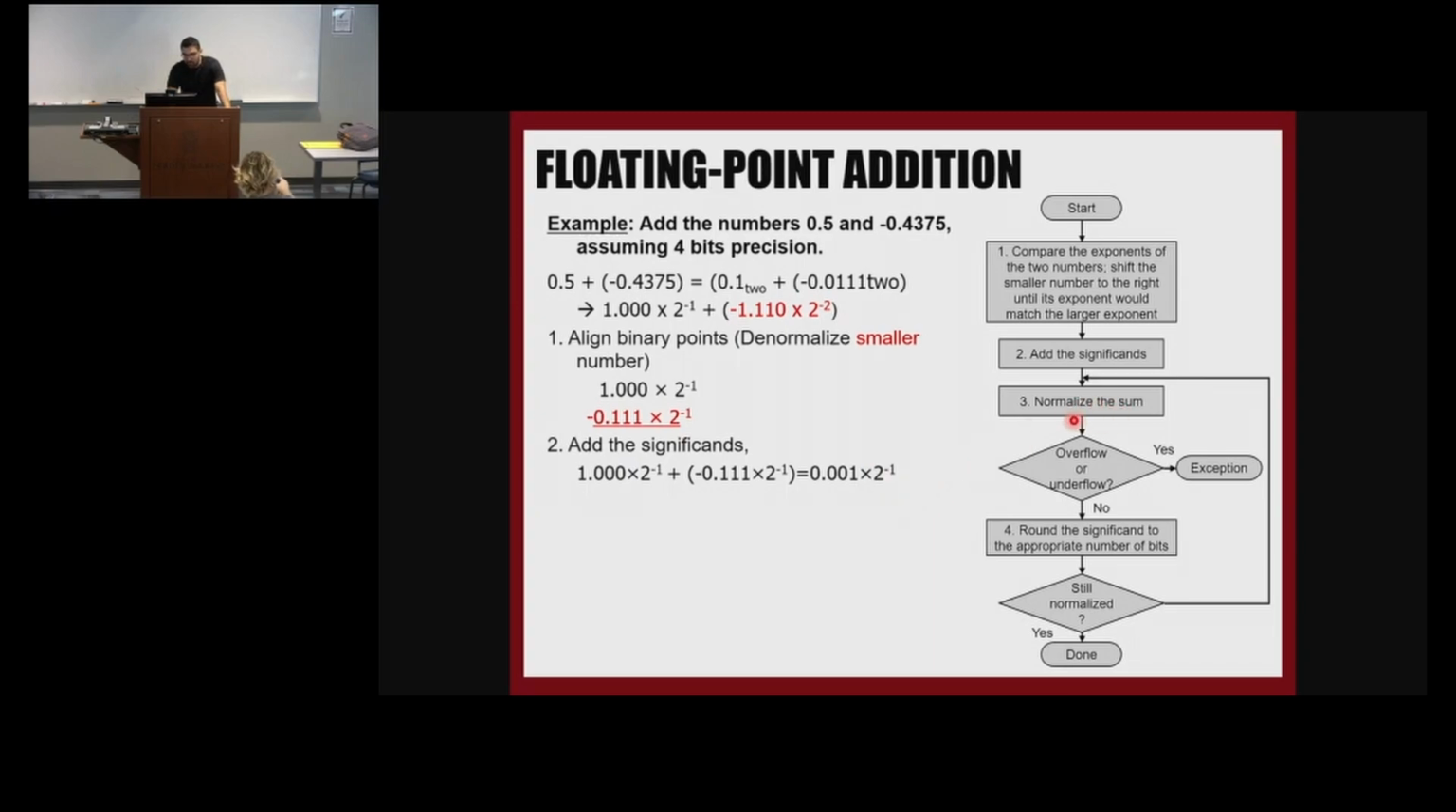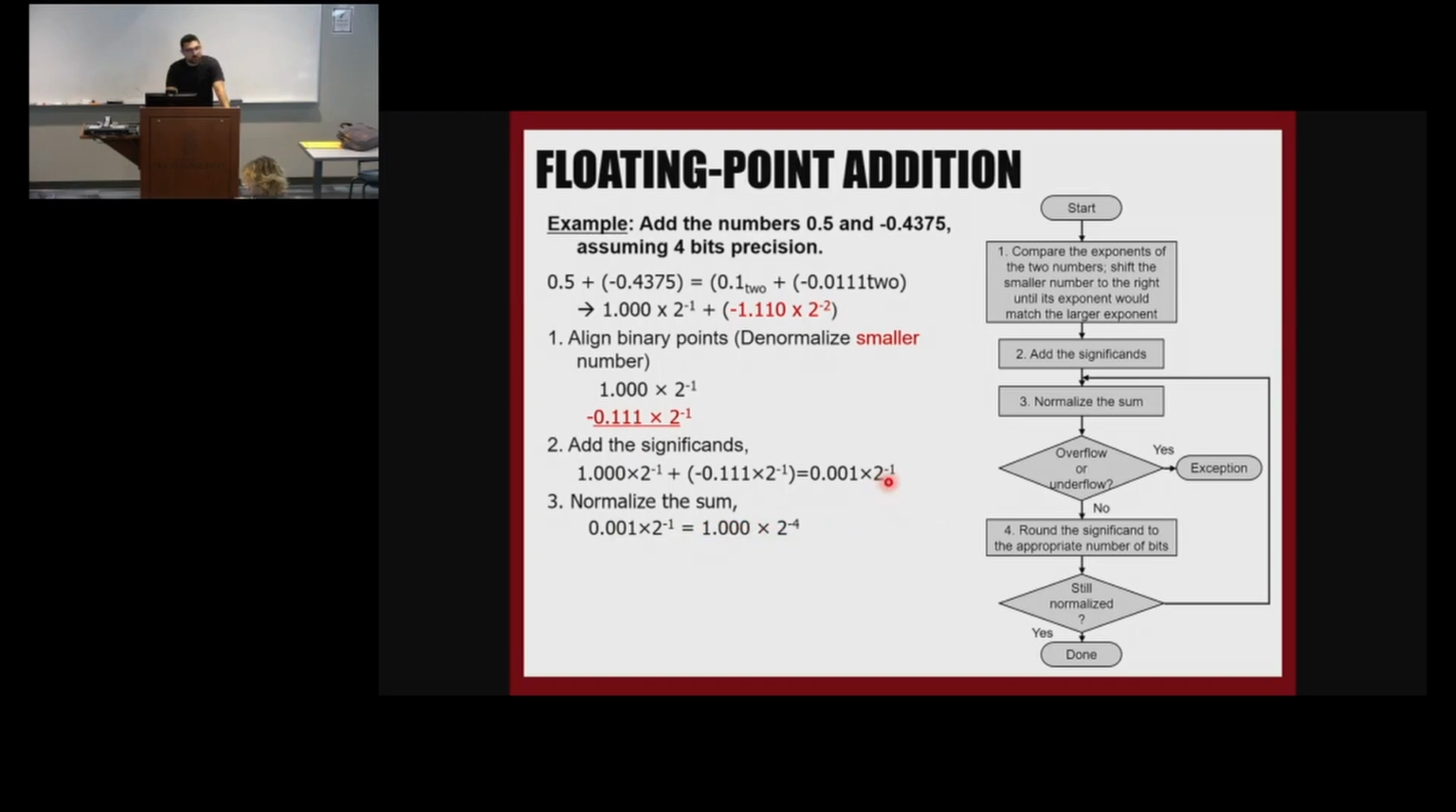Now the next step is normalizing the sum. When you normalize it, you have to shift it left or right until we have a single 1 on the left side of the binary point. We have to shift it 3 times in this case to get this number, and every time we decrease the exponent, so we get 2 to the -4.